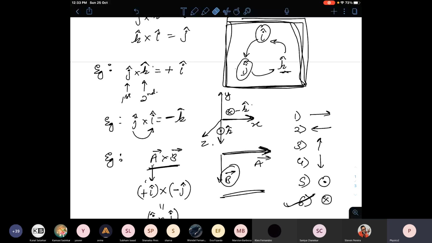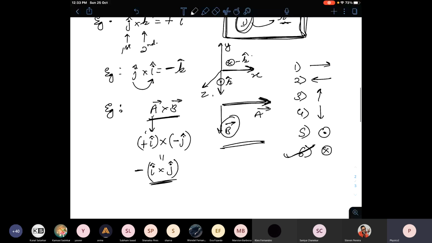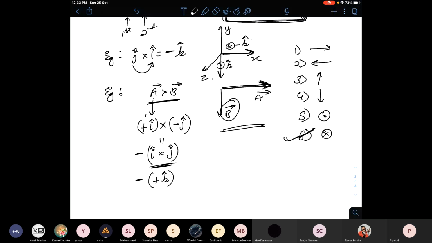Sign, we are moving from I to J. That is, we are moving in anti-clockwise direction. So plus. So I cap cross J cap will come out to be plus K cap. Okay, but the minus sign is already outside, so final answer will be minus K cap. Okay, and also minus K cap is which direction it is?